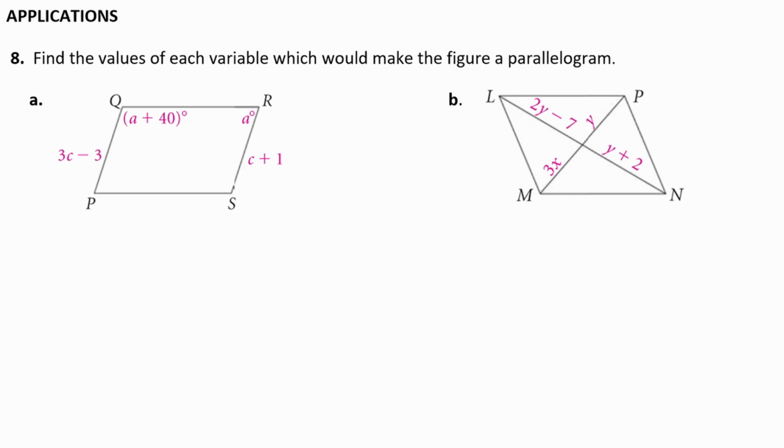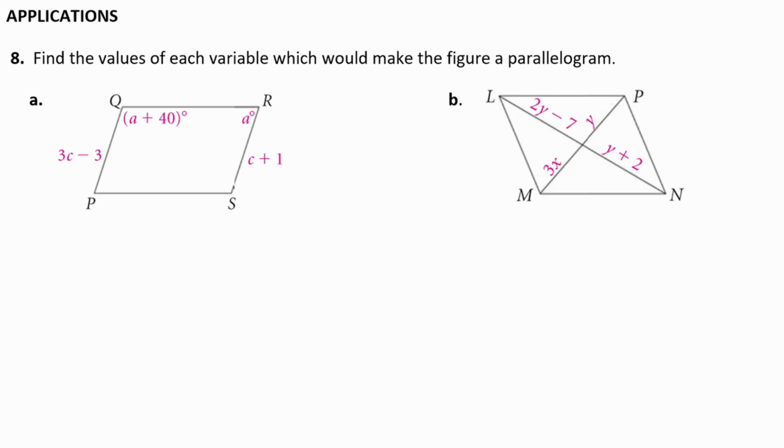All right, let's look at some sample problems that you might see from your textbook or on your Unit 7 test. So here it says we want to find the values of each variable which would make the figure a parallelogram. So I'm going to start off with part A, and then I'm going to let you give part B a try on your own, but I'm going to go ahead and start us off on part A.